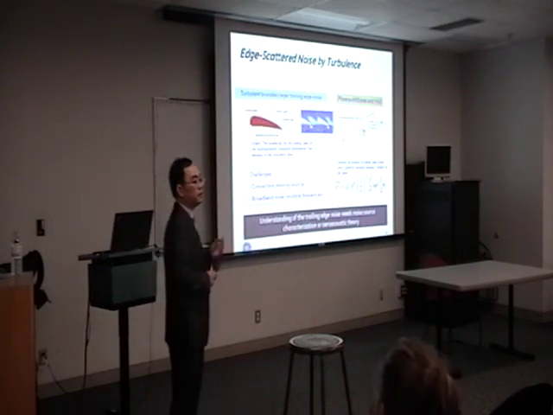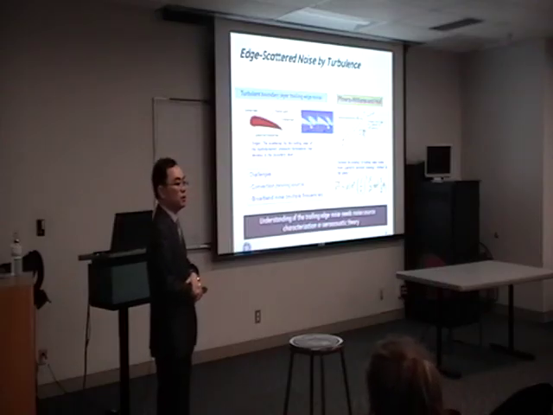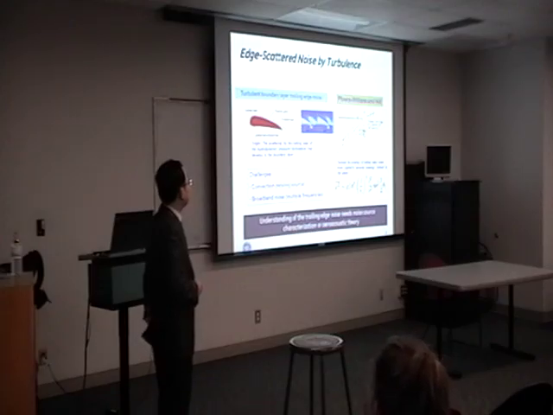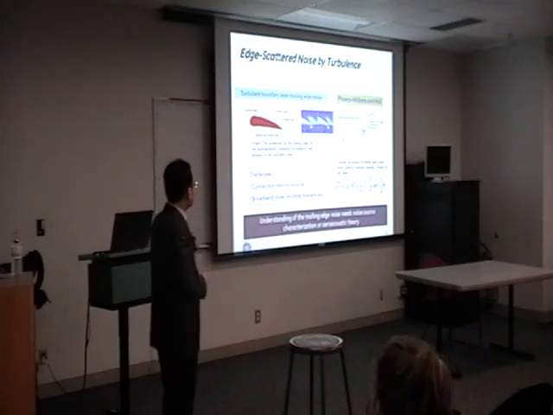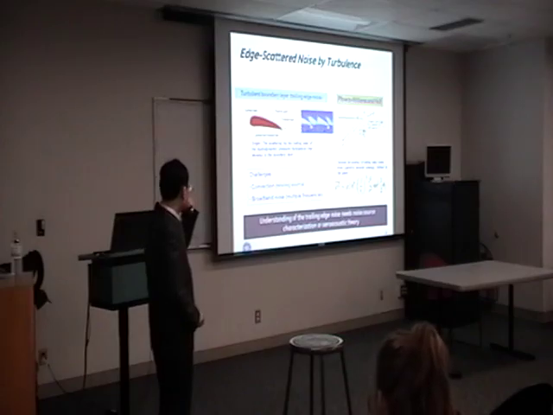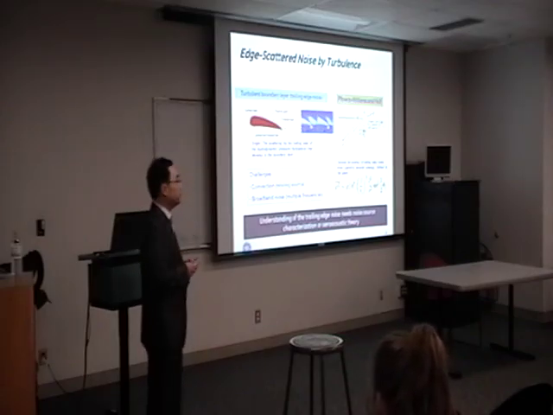So then what is the physical mechanism of the wind turbine noise? The main aerodynamic noise source is edge scattered noise by turbines. This is a wind turbine blade airfoil. The pressure fluctuation in the turbulent boundary layer is scattered by the sharp trailing edge. So basically, the hydrodynamic energy is converted into acoustic energy by the sharp trailing edge here. So it's kind of an acoustic scattering problem.